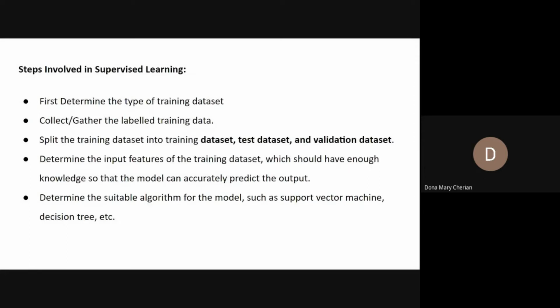Here the first step is to determine the type of training data set. The next step is to collect or gather the labeled training data. Then we split the data set into a training data set, test data set, and also a validation data set. Determine the input features of the training data set, which should have enough knowledge so that the model can accurately predict the output. Then determine a suitable algorithm for the model, such as support vector machine, convolutional neural networks, decision trees, etc. Then finally, we execute the algorithm on the training data set. Sometimes we need a validation set as control parameters. The final step is to evaluate the accuracy of the model by providing the test set.